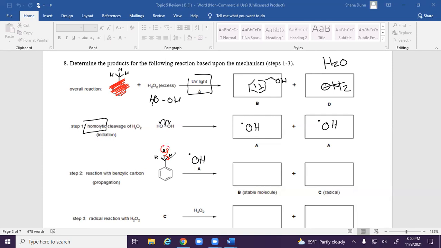So now I'll move this guy over here. Hydrogen with 1 little dot. Well, how many electrons make a bond? How many electrons are in 1 bond? 2. So what's 1 plus 1? These guys come together and you form water, and you form a radical.